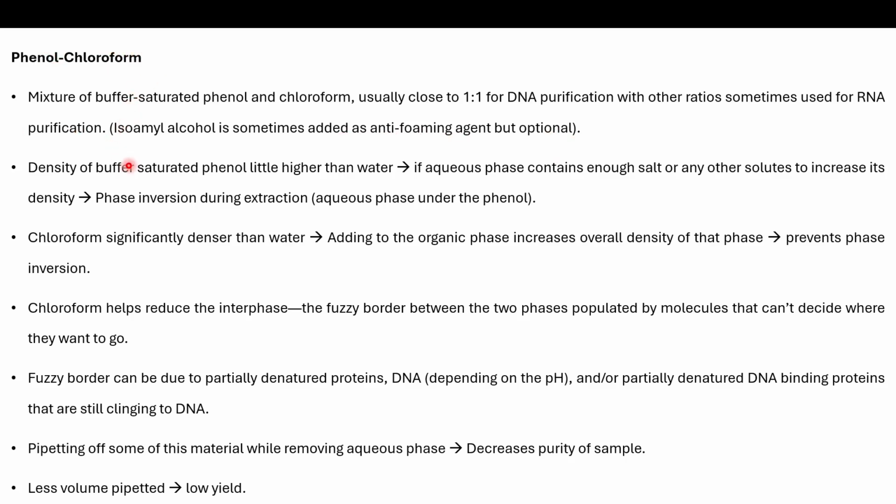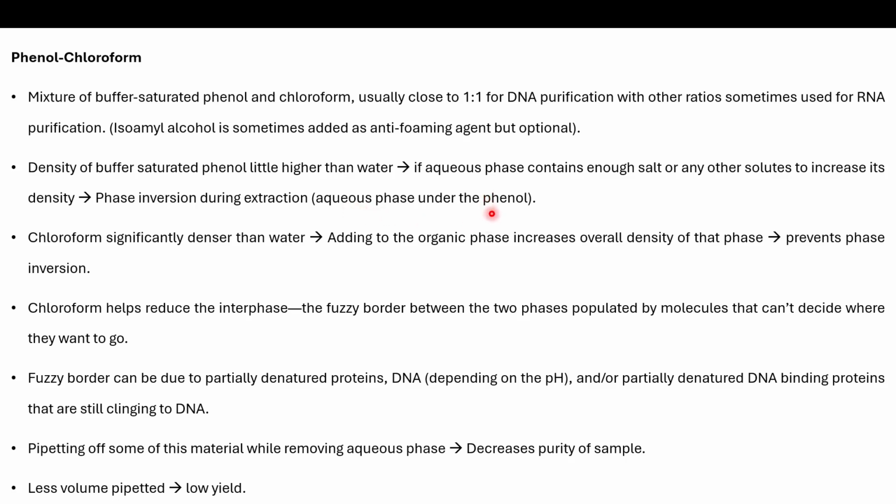The density of the buffer saturated phenol is actually a little higher than water. So if the aqueous phase contains enough salts or other solutes to increase its density, you can see a phase inversion. Earlier we saw that phenol prefers to sit at the bottom because it is more dense. However, when the aqueous phase contains a lot of salt or other solutes, the aqueous phase comes under the phenol phase.